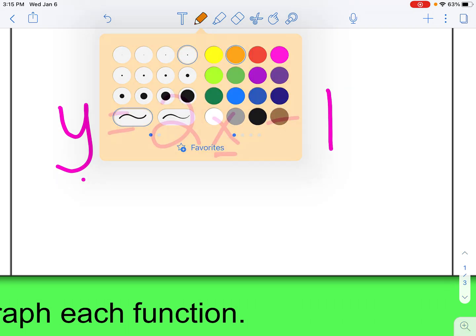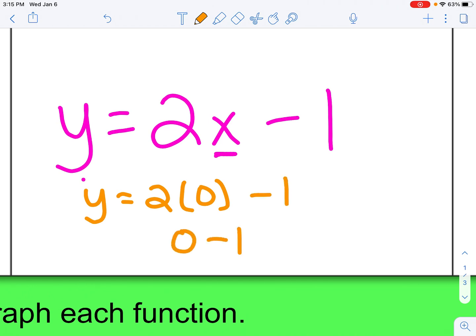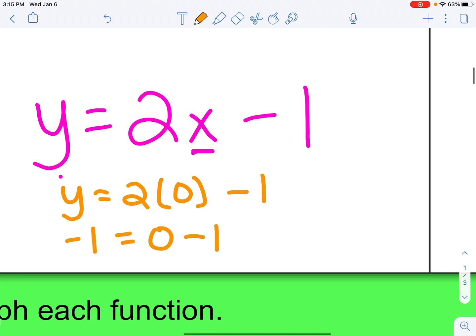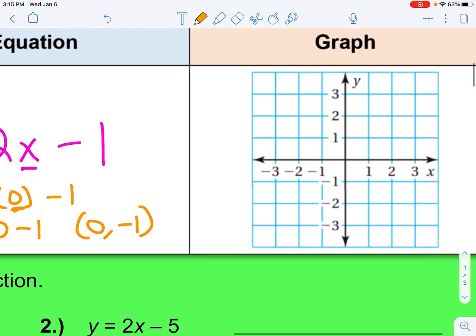Let's say we're going to put 0 in for x. So we have y is equal to 2 times 0 minus 1. Well, 2 times 0 is 0, minus 1. y is equal to negative 1. So our coordinate that we just found, our x value was 0, our y value was negative 1. Then over on our graph, we can go and graph 0, negative 1.